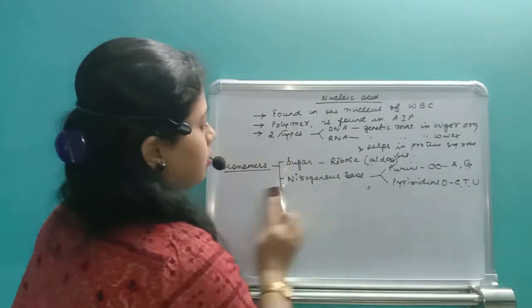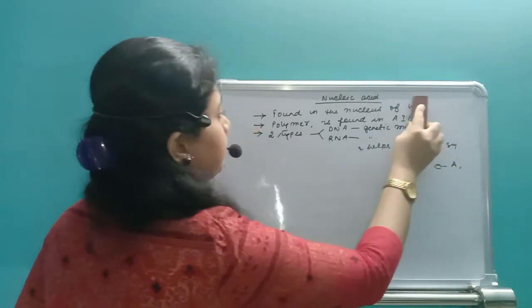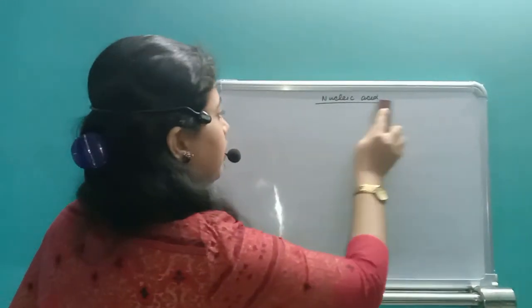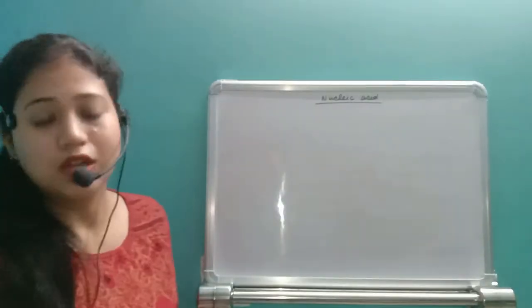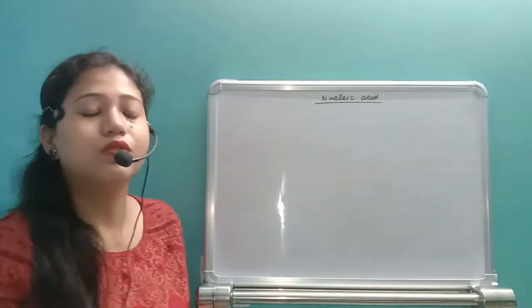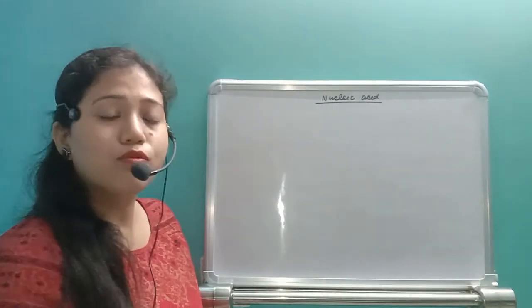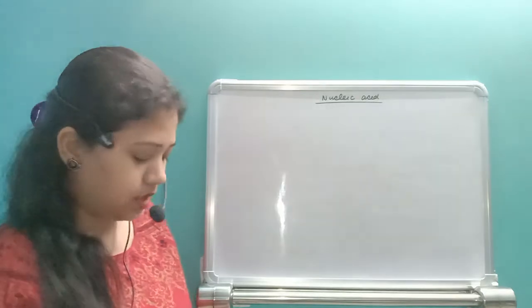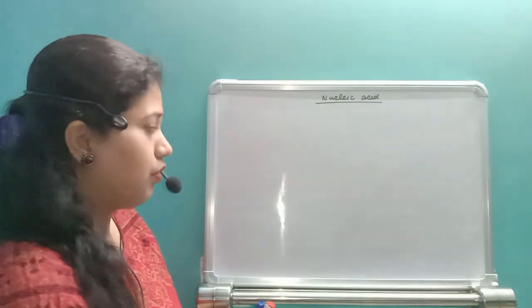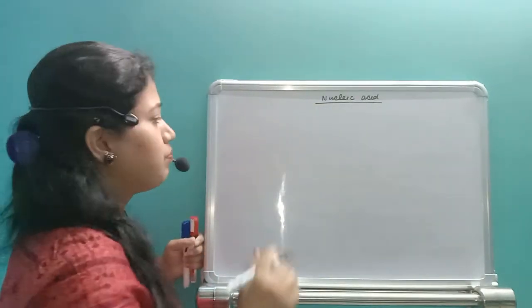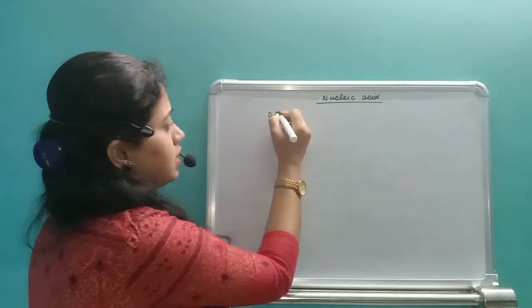So in this part, what we will see is whenever it comes to the DNA. Okay, so what is DNA? How do monomers form the DNA structure? First of all, we'll see the structure, that is DNA.